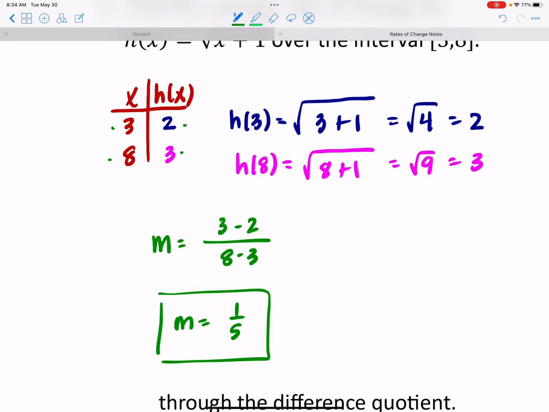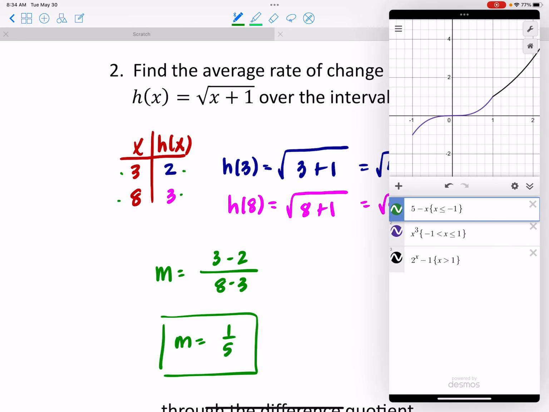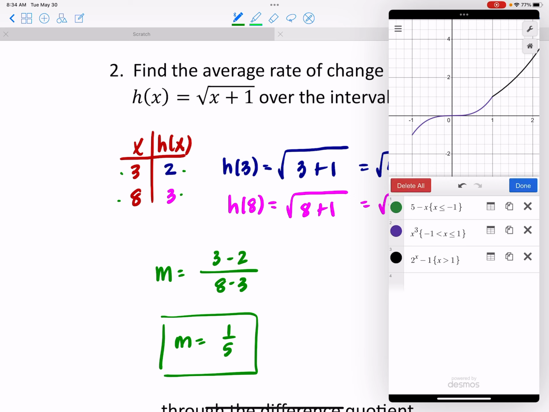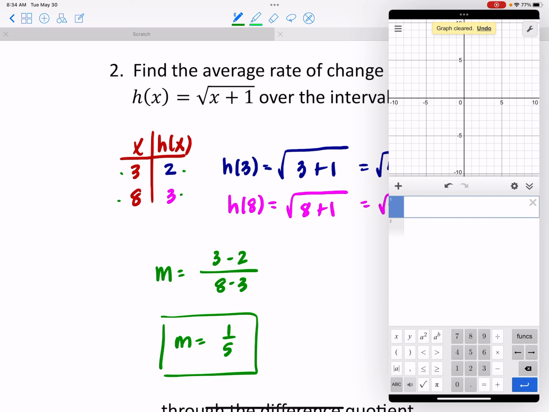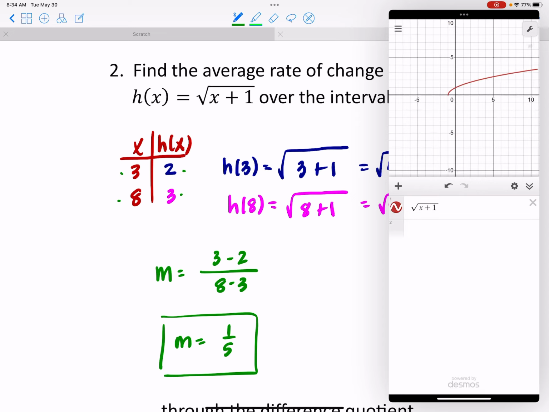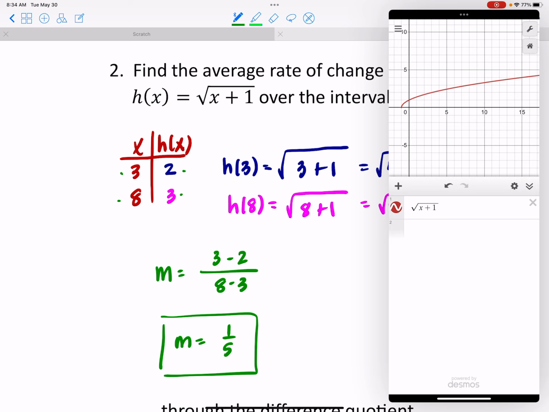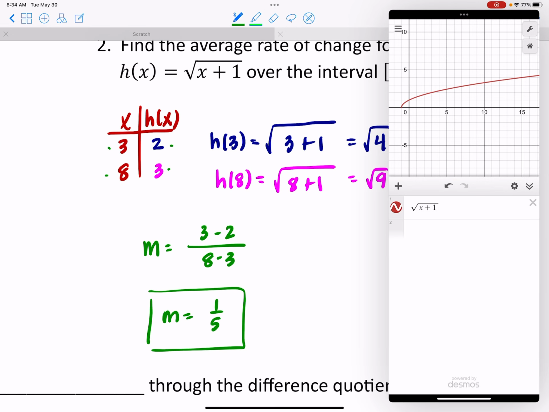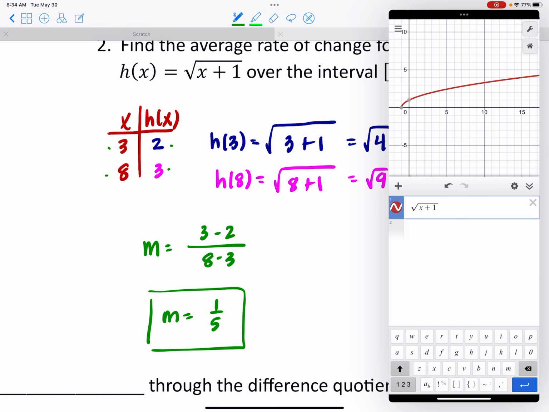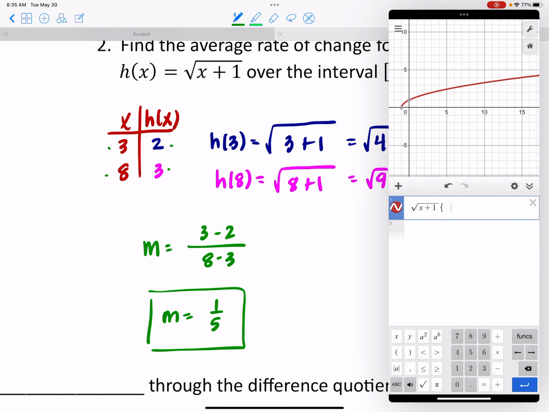Now, positive makes sense to me because I know what this picture looks like. If you didn't, or you wanted to use the picture, remember you could always go to your technology. So if we had the square root of x plus 1 graphically, there's the curve. If we're looking over the interval from 3 to 8, I could also just close this off and say let's only look from 3 less than or equal to x less than or equal to 8. That's the little section we're looking at.